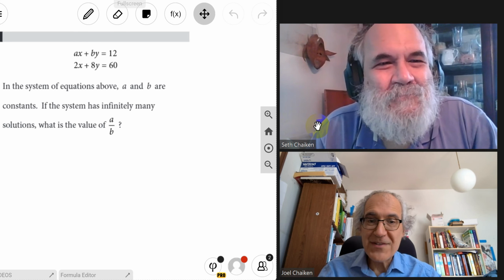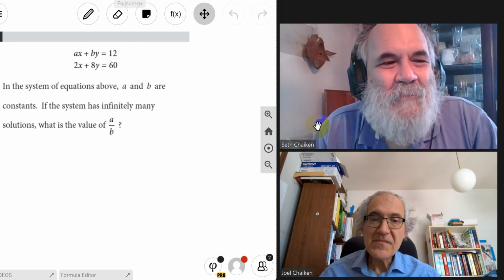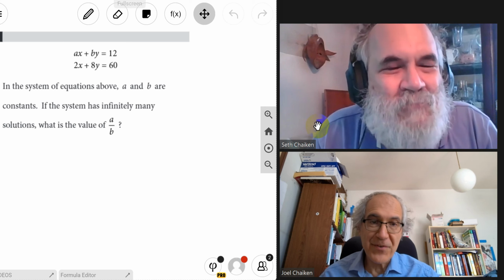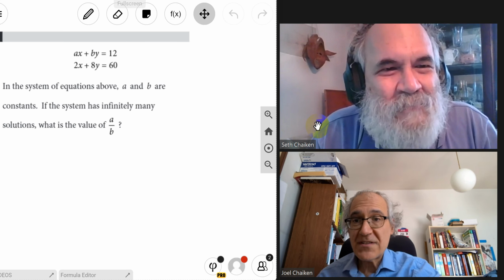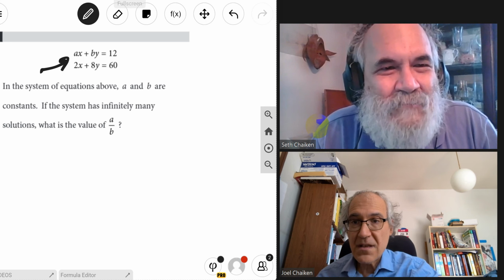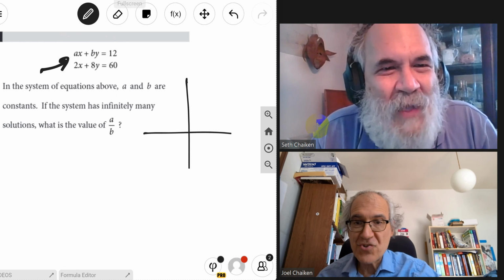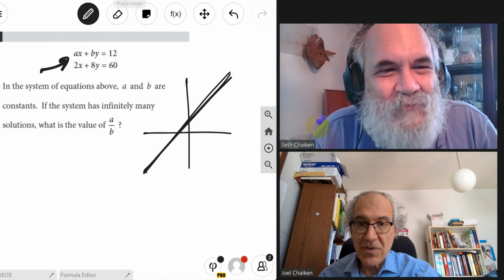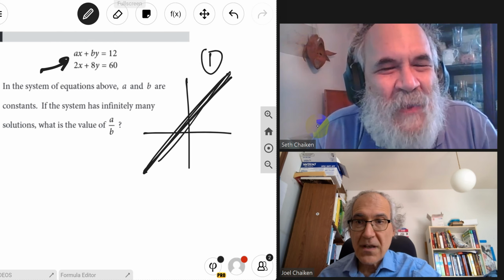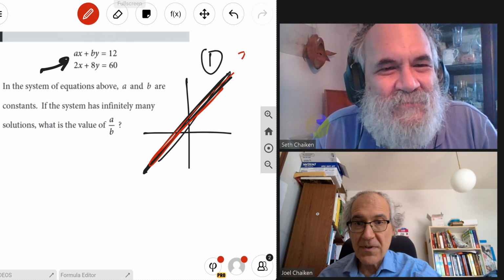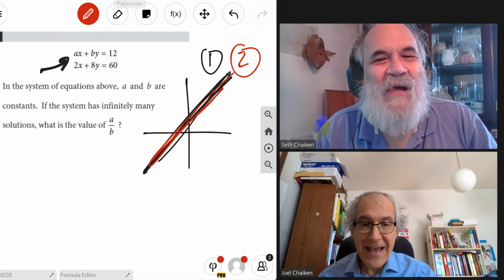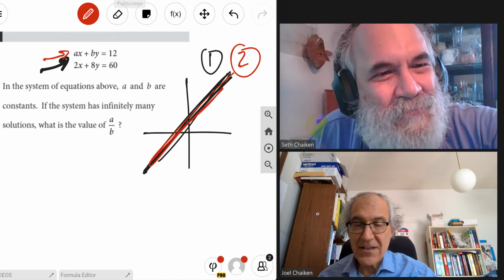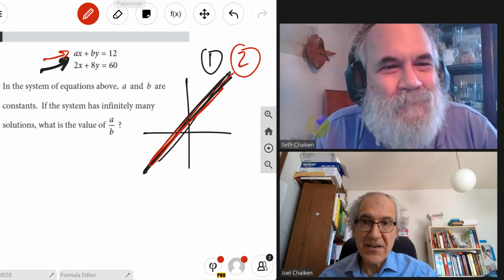As he talked about, it's good to think in three modes with the algebra: the table mode, the graphical mode, and the algebraic mode. This is the algebraic mode, but it's also helpful just to remember what it means when you have a system that has infinitely many solutions. It means that the two lines, equation 1 and equation 2, are literally the same equation. When that happens, you get infinitely many solutions. So these have to be exactly the same equations.